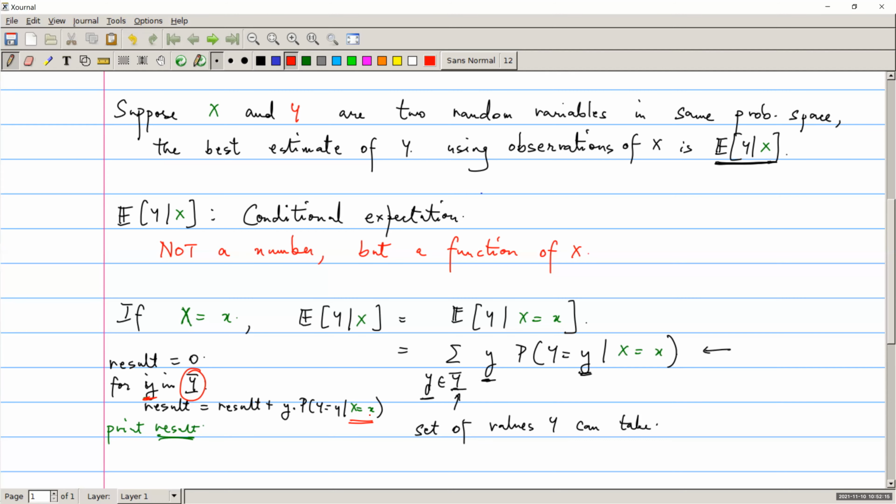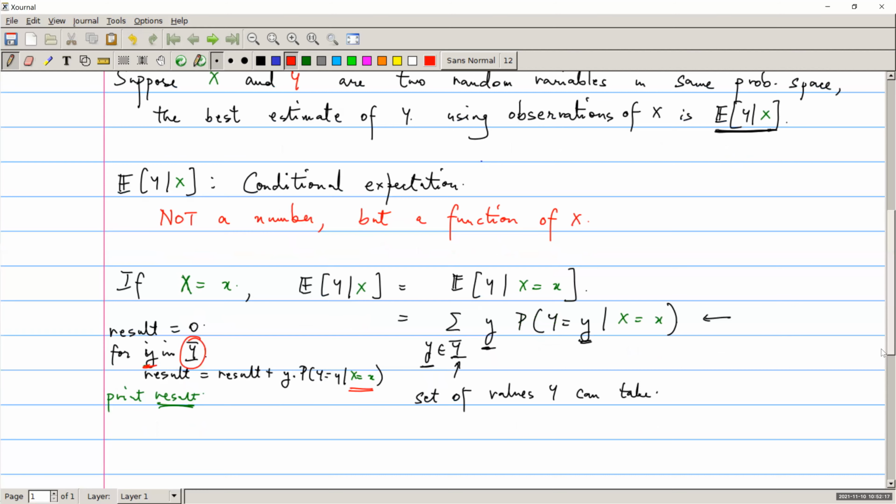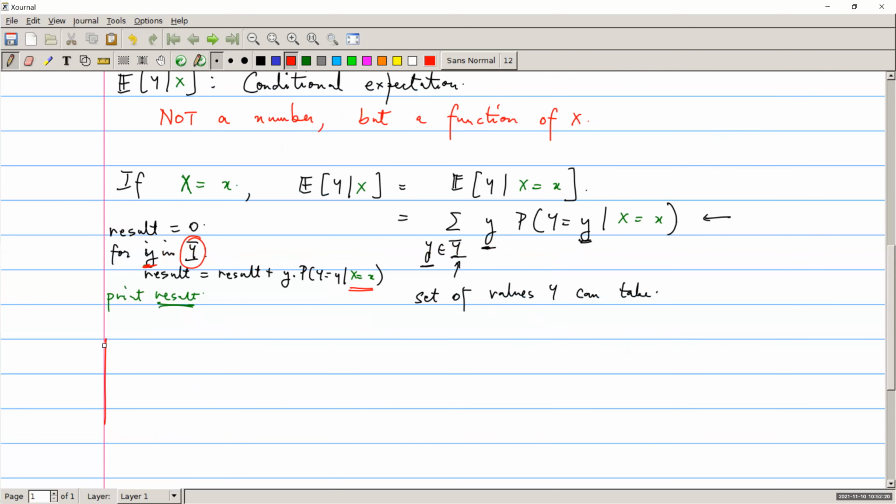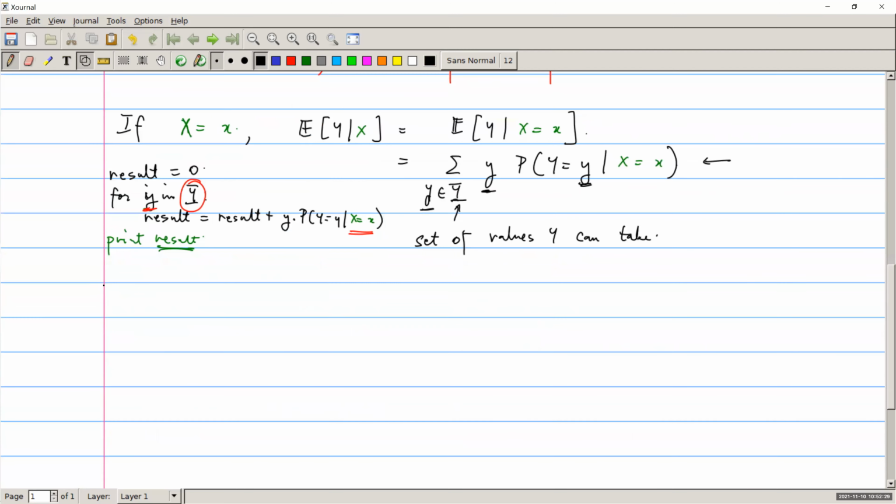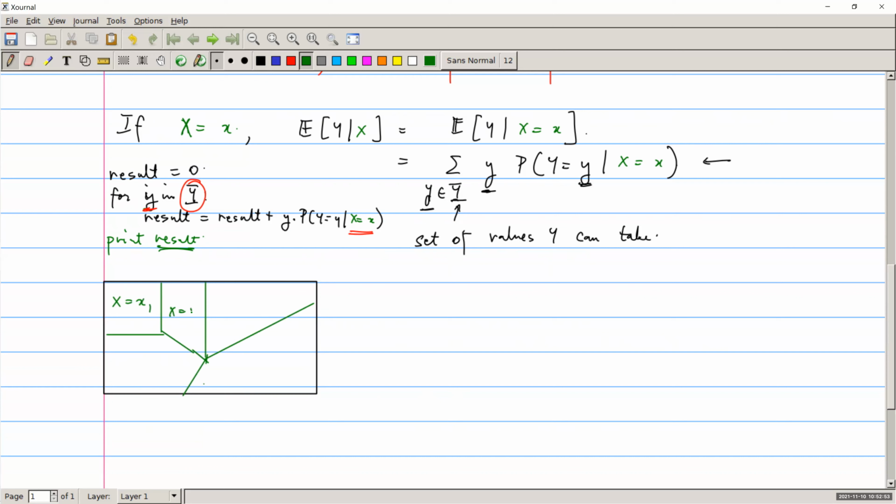Okay, so here is the story. We have our huge universe. In this universe, the random variable X partitions the universe into various parts depending on the values it takes. Maybe this is the event X equals little x1, this is the event X equals little x2, and this is X equals little x3.